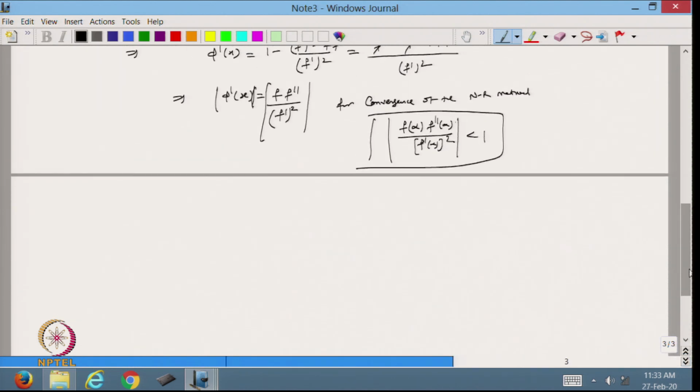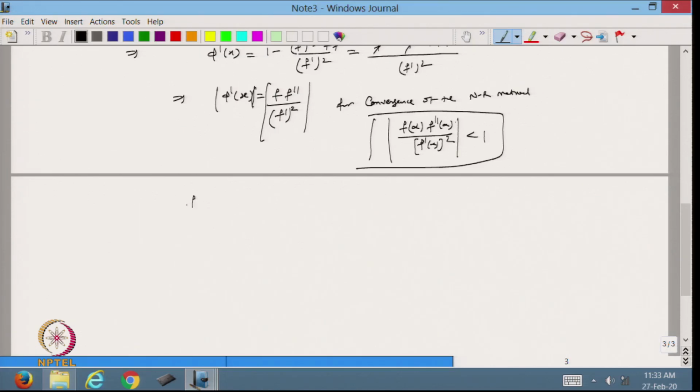In this case also, generally we do not know the value of alpha. So, we will start the process with f of x 0, f double dash at x 0 and f dash x 0 square less than 1. You can see that the numerator has f and f double dash, but the denominator has f dash. So, it may happen that the value of f dash at x naught is very small. In that case this value will always be greater than 1.